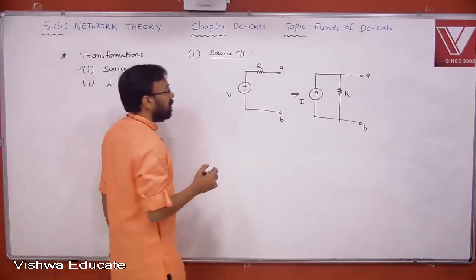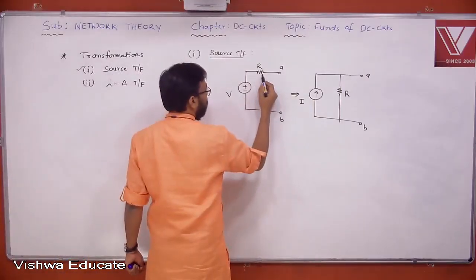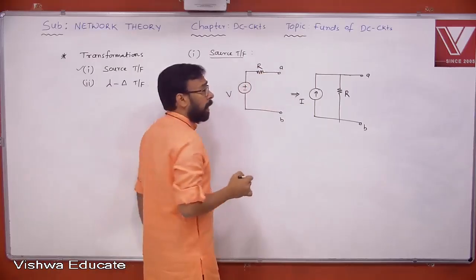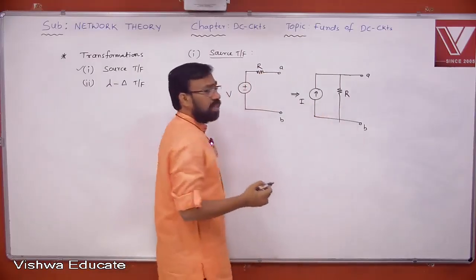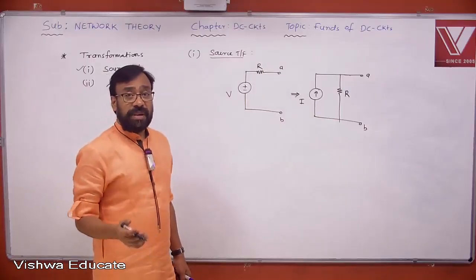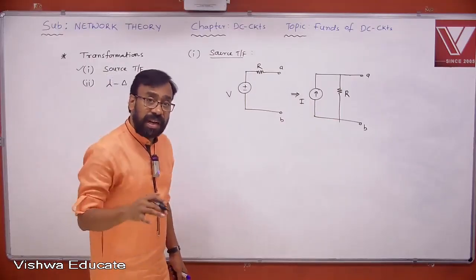Okay, but look at this. A voltage source with a series resistor is nothing but what? A practical voltage source, yes or no? And what is a current source with a parallel resistor? Is it not a practical current source? Therefore, the statement of the source transformation can also be given like this.